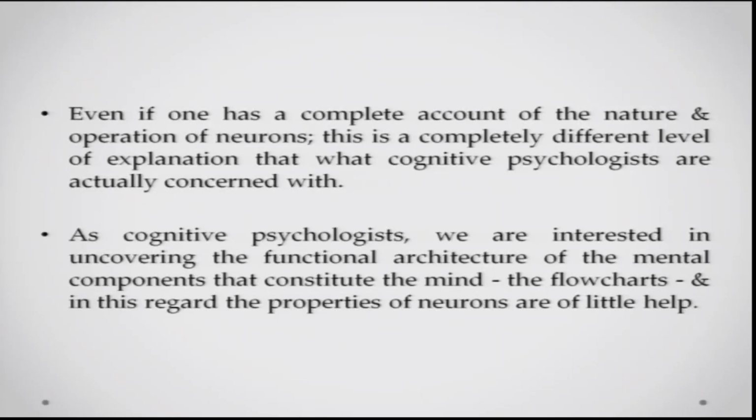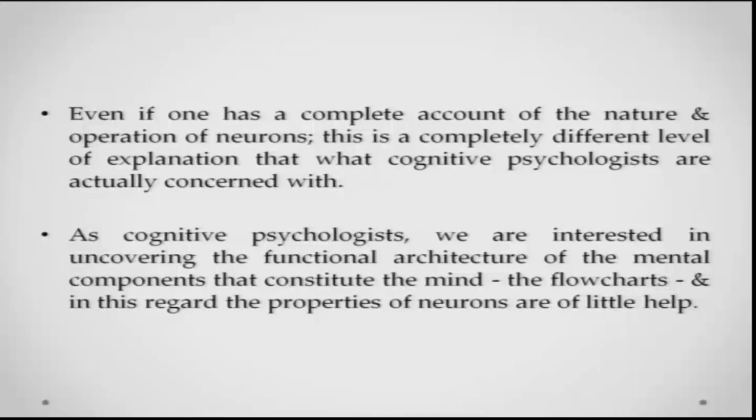Even if one has a complete account of the nature and operation of neurons, this is a completely different level of explanation than what cognitive psychologists actually engage in. We never said that we want to be concerned about how the neuron functions in the first place. We are just saying that we are operating at a slightly different level. Even if you understand how a particular neuron functions and how different connections lead to particular behaviors, we are not really concerned with that. We say that this kind of activity in neurons or in certain regions of the brain leads to this kind of behavior, and there will be an intervening level of explanation that we will be talking about. That is what cognitive psychology is about.